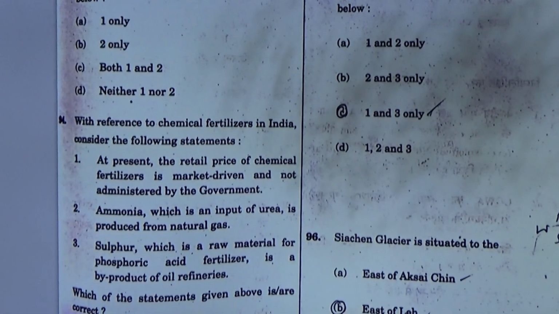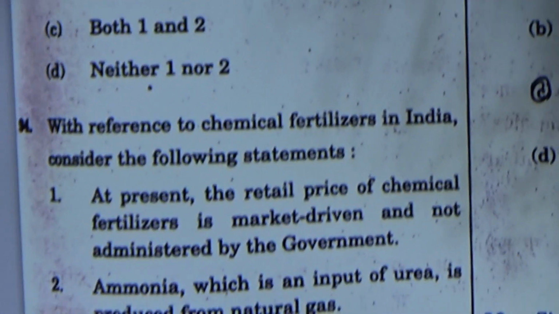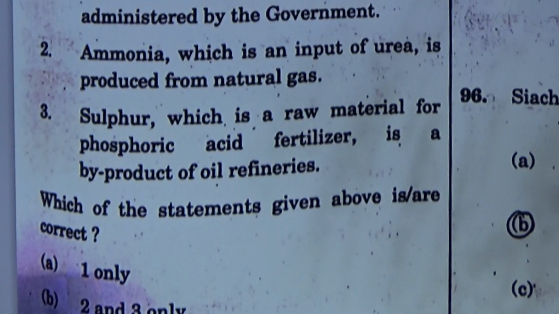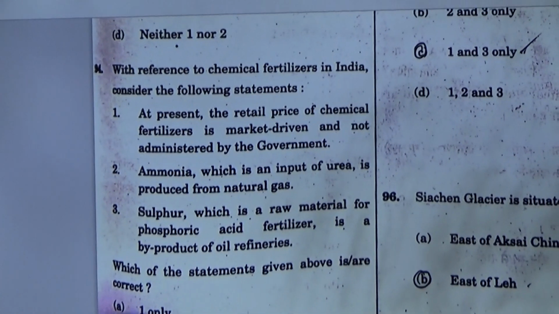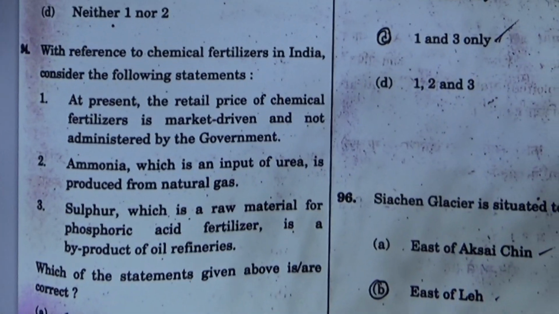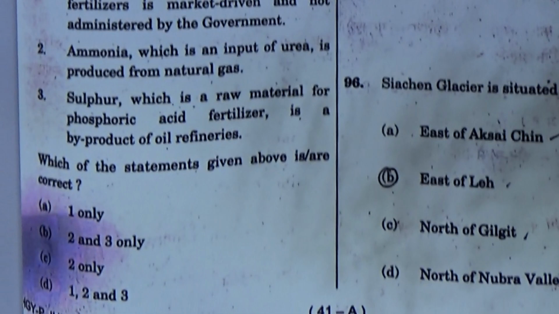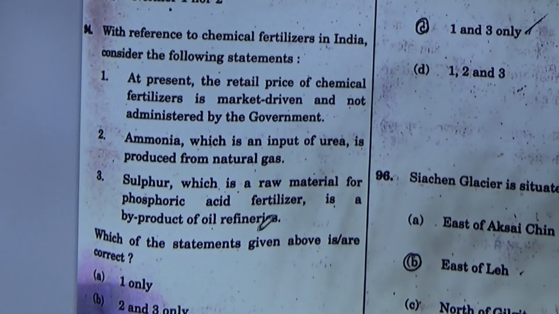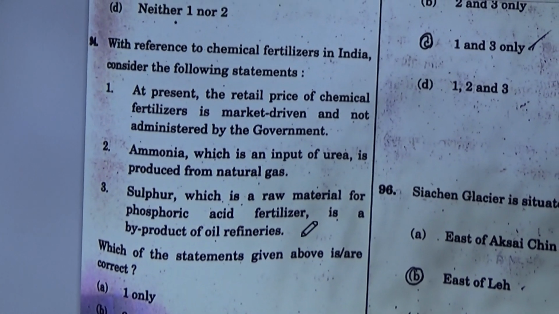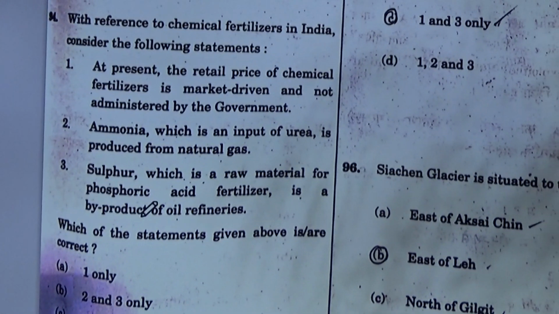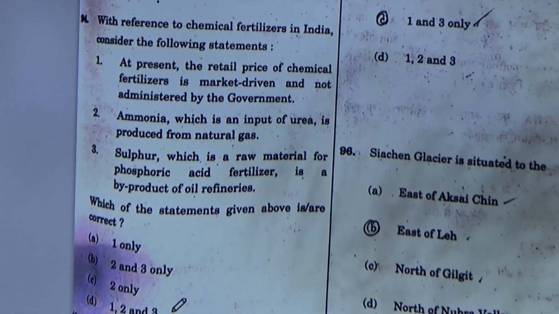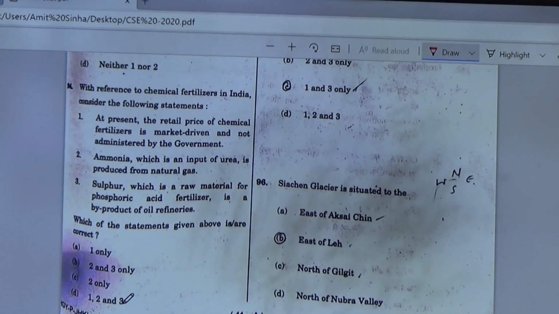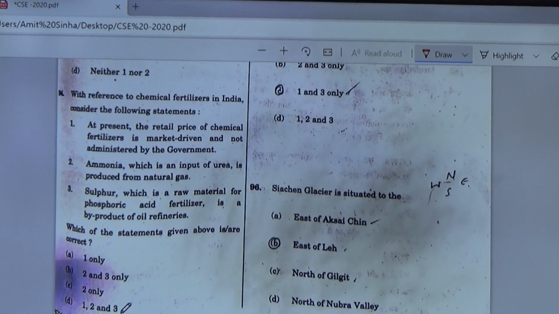At present, the retail price of chemical fertilizer is market driven and not administered by the government. So of course that is partially correct. Ammonia, which is an input of urea, is produced from natural gas, that is also correct. Then sulfur, which is raw material for phosphoric fertilizer, is a byproduct of oil refineries, that is also correct. Fine. So here in that way, the answer would be, of course, 1, 2, 3.